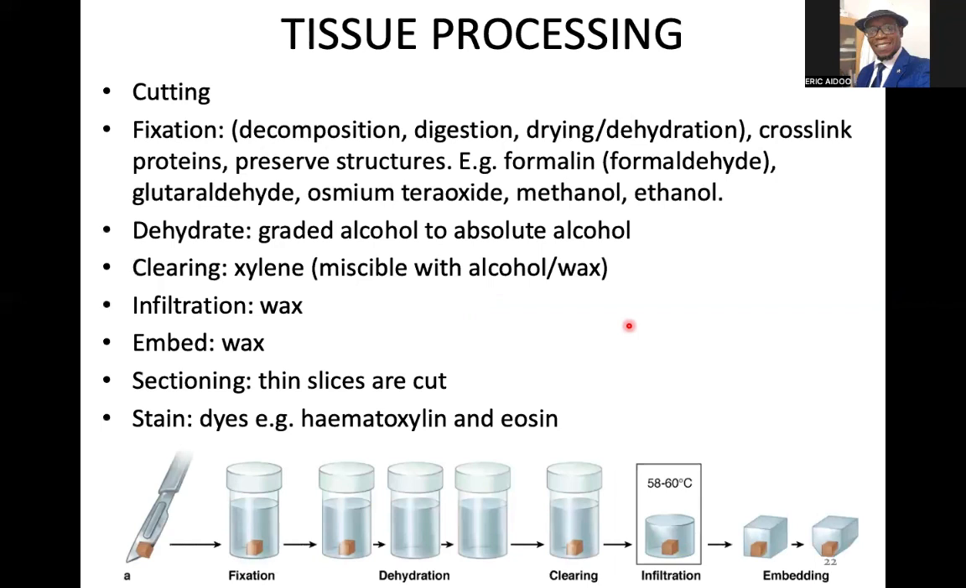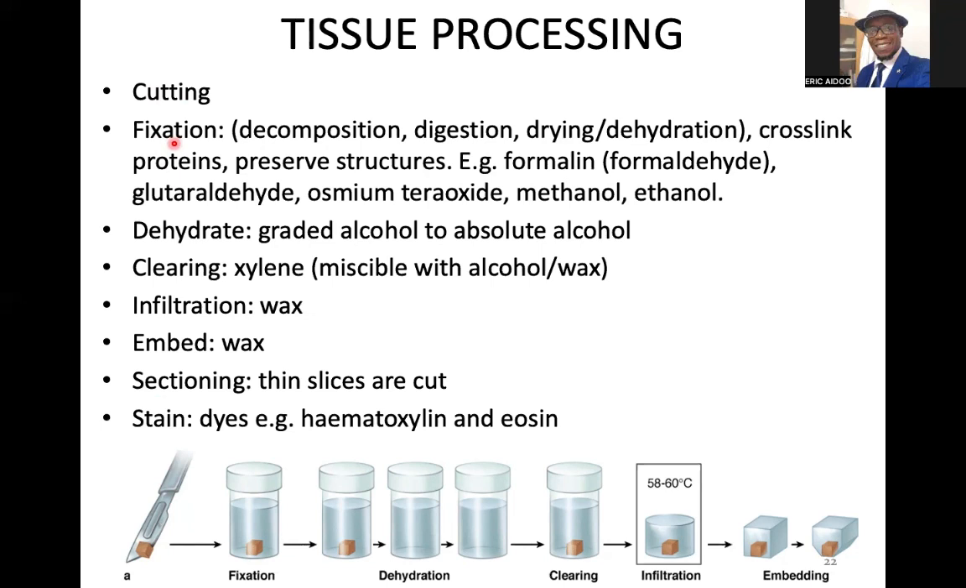So before you can observe and view any tissue which has been put on a slide, these are the processes that the tissues go through. We call that tissue processing. So you take a structure like the liver, then you have to cut, okay, with a surgical blade. Then you fix, okay, or fixation.